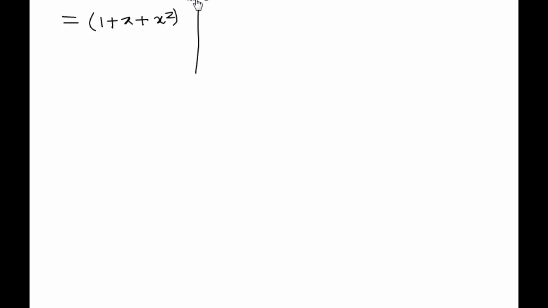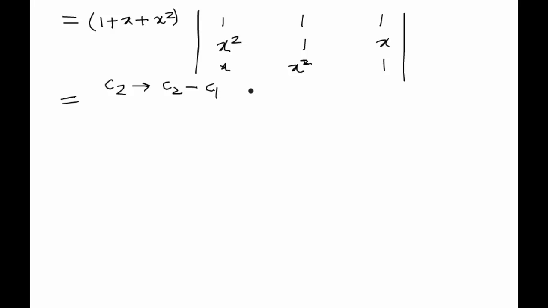Since we took this common part out, we'll be left with 1 1 1, x² 1 x, x 1 x². Now the first row cannot be simplified further. We should be concentrating on the other two rows. We do C2 going into C2 minus C1 and C3 going to C3 minus C1.